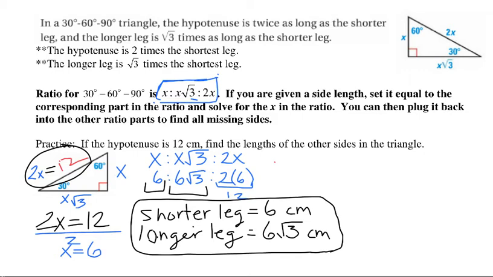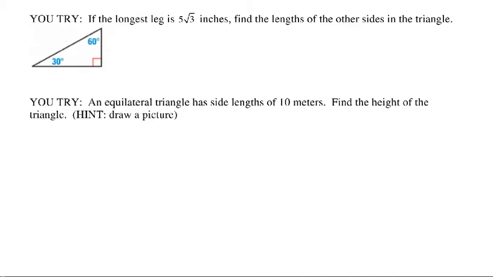Now I would like you to try. If the longest leg is 5 square root 3 inches, I want you to find the lengths of the other sides of the triangle, so that would be the shortest leg and the hypotenuse. So go ahead, push pause. When you're ready to check your answer, go ahead, push play.